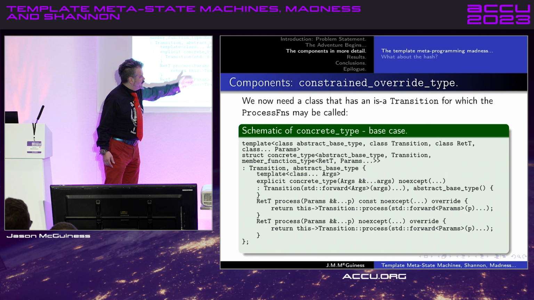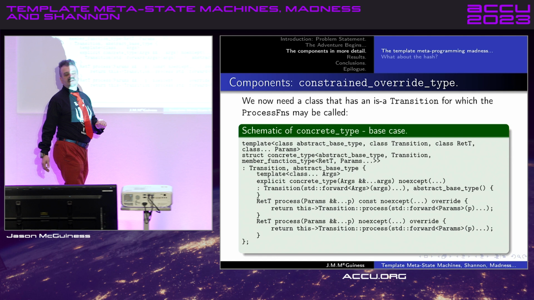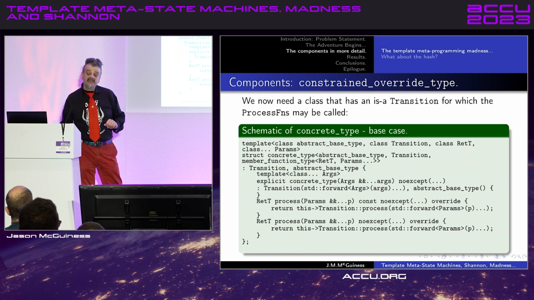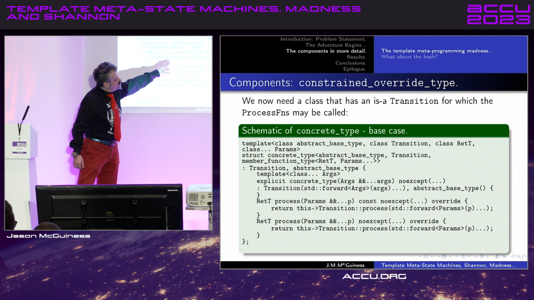We have the return type. We pass the params. Notice we use perfect forwarding to be very careful about our parameter types. Because remember, the parameter types might be a reference. There might be a const reference. So I need to do these tricks to get around it. Notice I call this transition process.